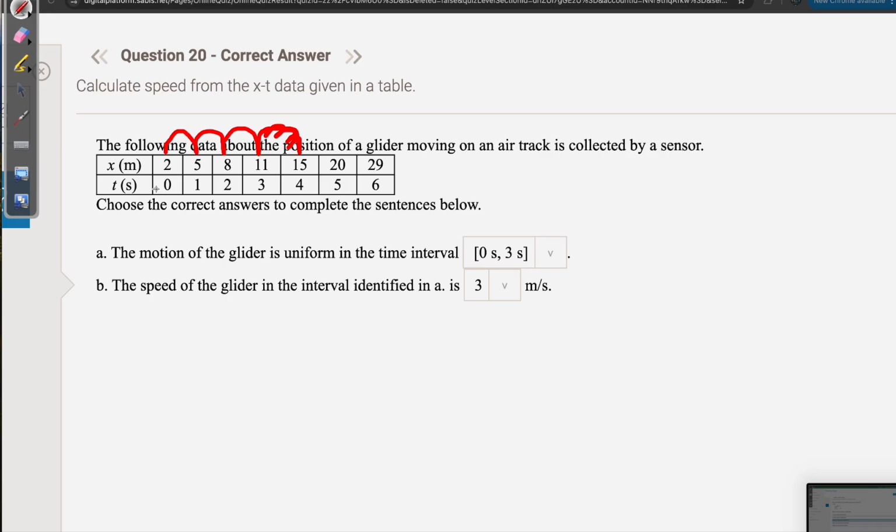The speed of the glider in this interval: simply all we're going to do is distance over time. That's it. 11 minus 2, or displacement, whatever, 11 minus 2 over 3, which is just 3 meters per second.